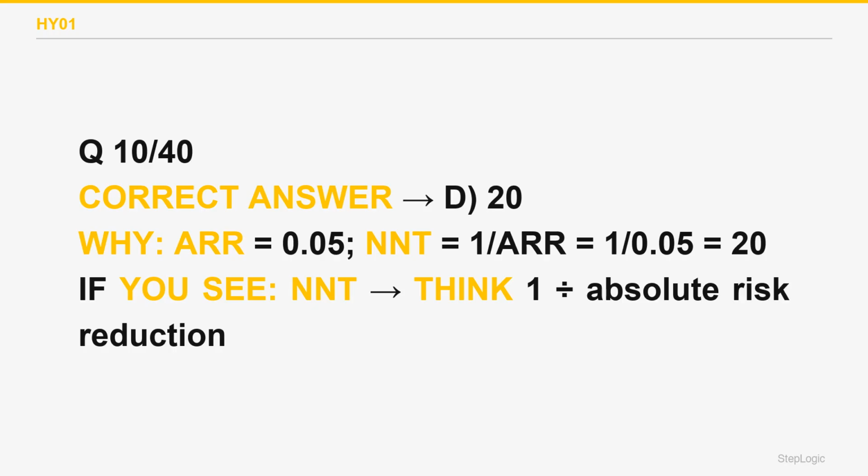The value 5 is the ARR expressed as a percentage, not its reciprocal. NNT is 1 over ARR, not the ARR itself. Choice A wrong. A result of 40 would come from halving the true ARR to 2.5%, but the actual absolute reduction is a full 5%. Choice E wrong. 1 over 0.5 gives an NNT of 20.